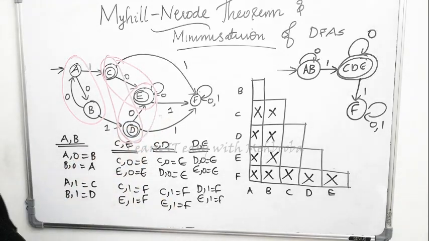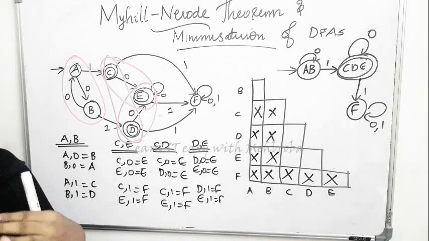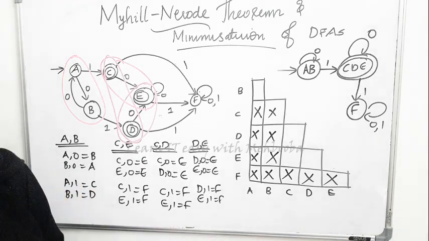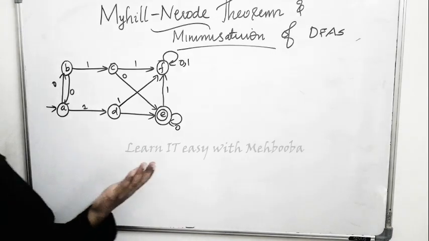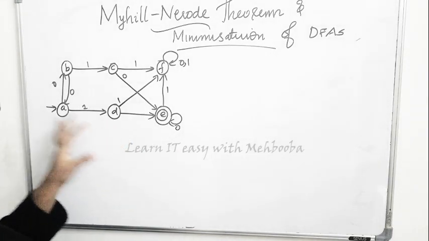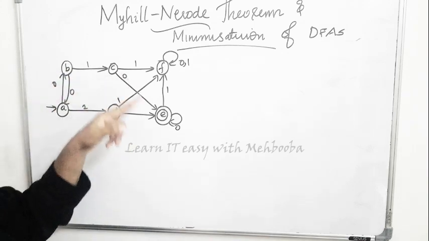Okay, so we will see more examples so that this conversion or minimization will be more clear to you. So we will move on to the next example. Here is our next question for minimization. These are the states A, B, C, D, E.